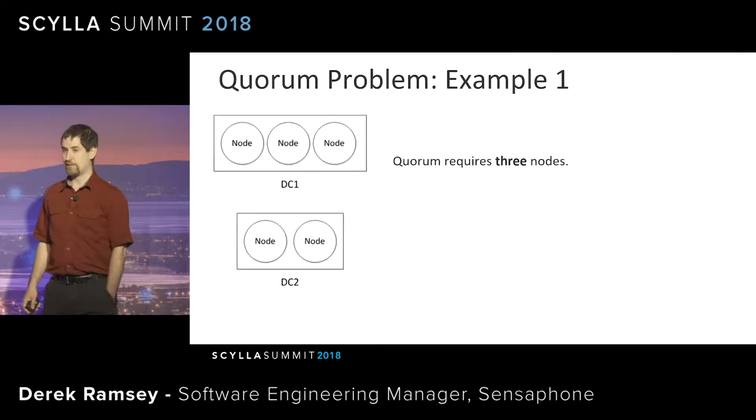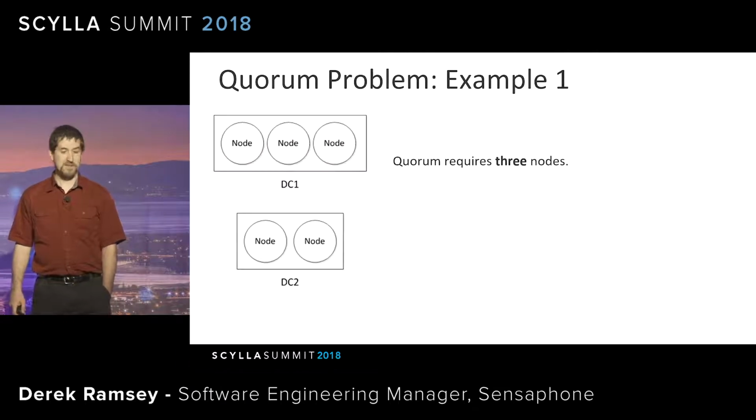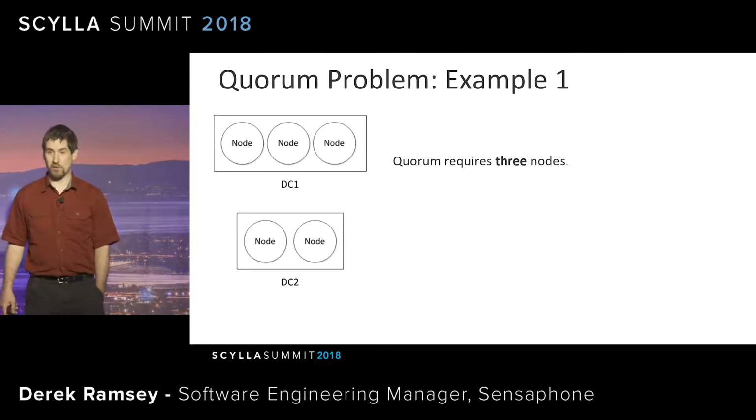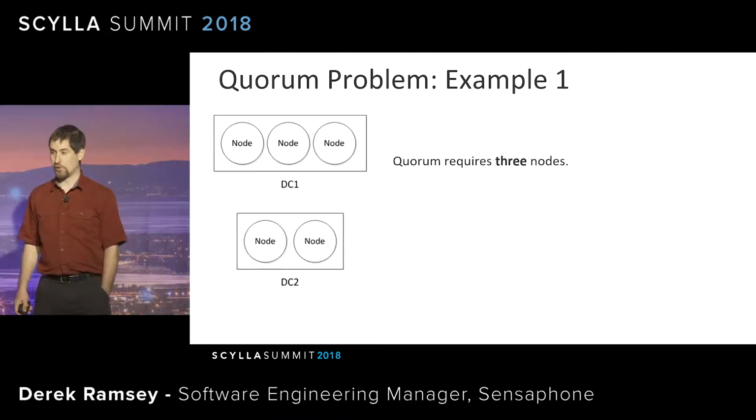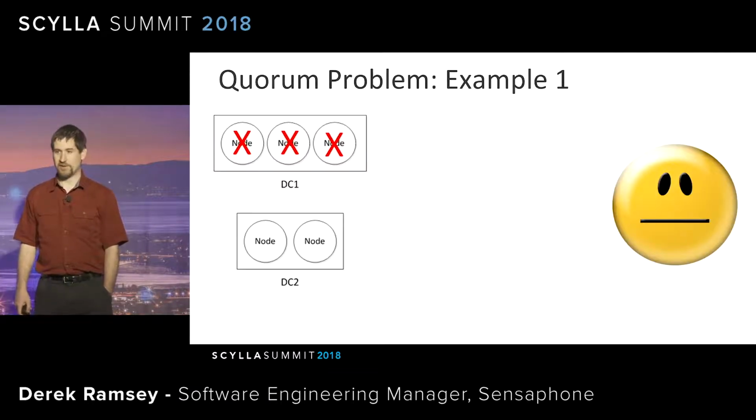Let me illustrate that problem for you. Let's take this very basic multi-data center setup, 3 nodes in your primary data center and 2 in your secondary. Note that you have to have an odd number of nodes in a quorum-based system. Quorum requires 3 nodes. If your primary data center goes offline, your secondary data center will not take over because it does not have quorum. So all it takes is a well-timed networking outage and you're offline.